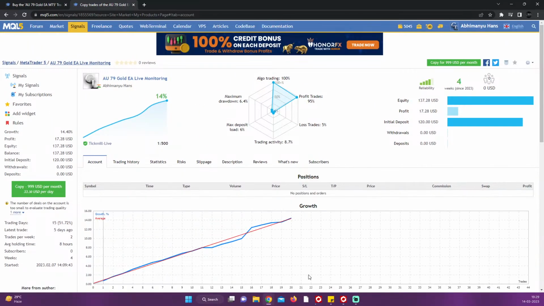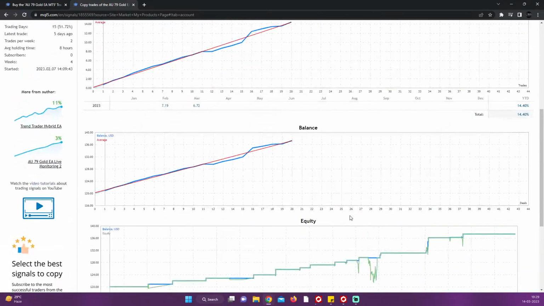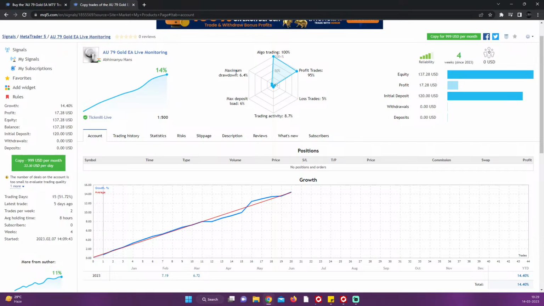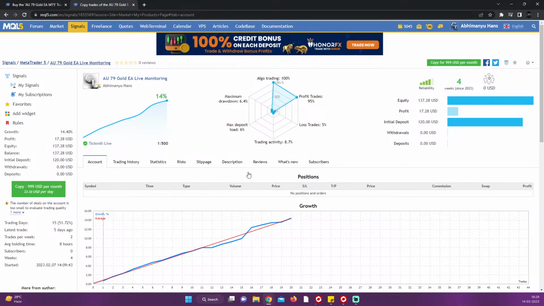And these are the trades it took. And it also kept the drawdown under 6.4%.